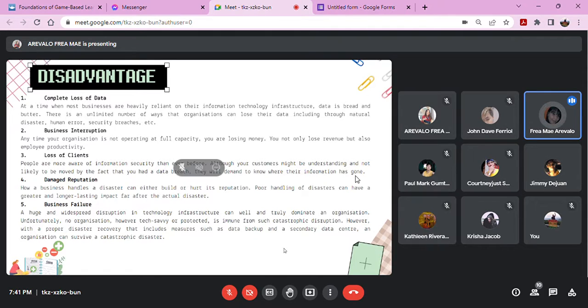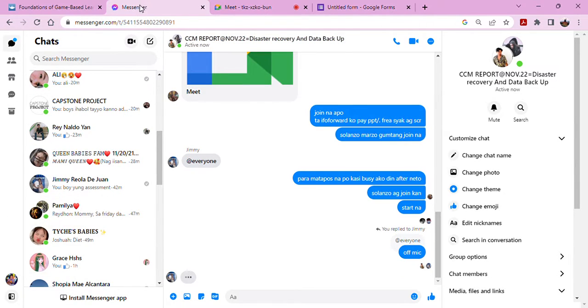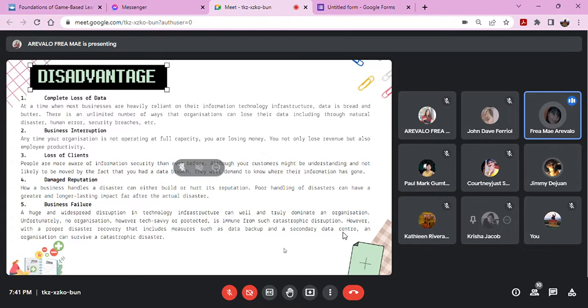Number three is loss of clients. People are more aware of information security than ever before. Although your customer might be understanding and not likely to be moved by the fact that you had a data breach, they will demand to know where their information has gone.